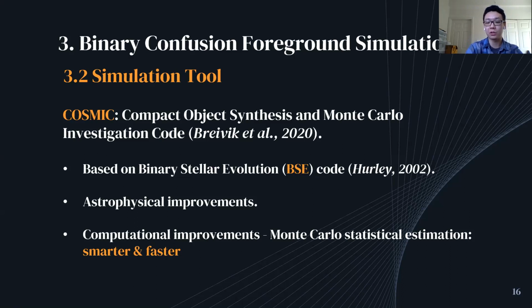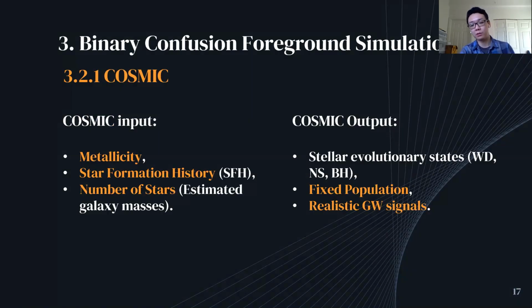It was designed for generating realistic Milky Way binary populations specifically, but with modifications, it can be the perfect tool for simulating extragalactic binary gravitational wave sources as well. So this is what COSMIC takes and what it gives us. For the input parameters, to the left, we provide the galaxy's metallicity, star formation history, and the number of stars as prior information for the simulation. As for the output, COSMIC gives us the stellar evolution states, that is, if the final binary system is a white dwarf system, double neutron star system, stellar mass black holes, or so, it gives the fixed binary population, and with astrophysical parameters, like the locations, we're able to generate a realistic gravitational wave signal catalog.